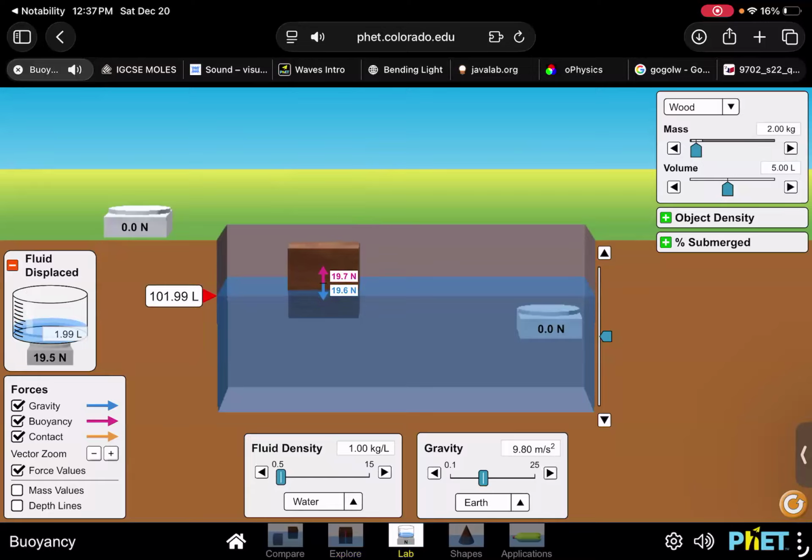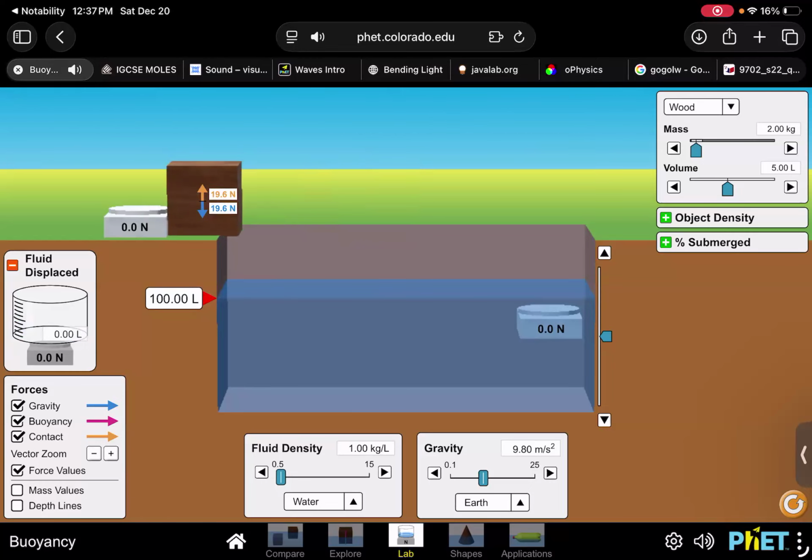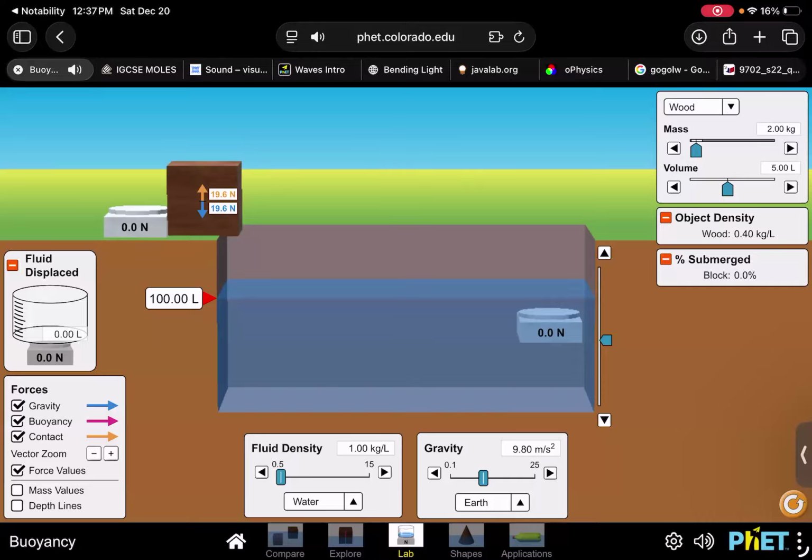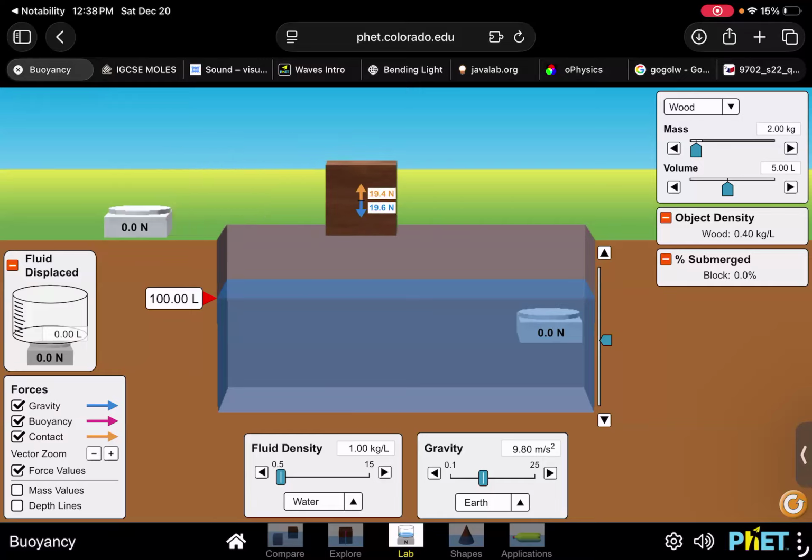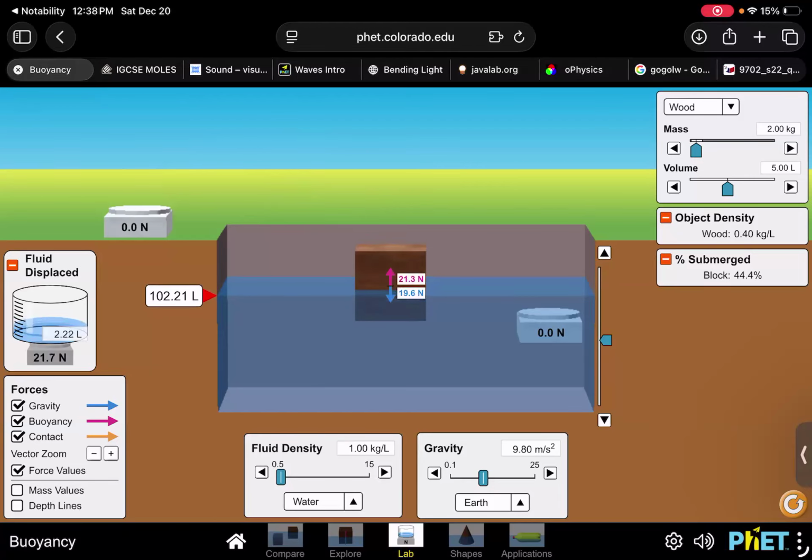Okay, now check this out. At the moment, I want you to read two things. First of all, check the volume of the water. The volume of the water is 100 liters. And the weight of the object is 19.6. Now check this out when I drop it into water. If I drop it into water, first of all, notice what is happening to the volume of the water. The volume of the water increases by 2 liters.